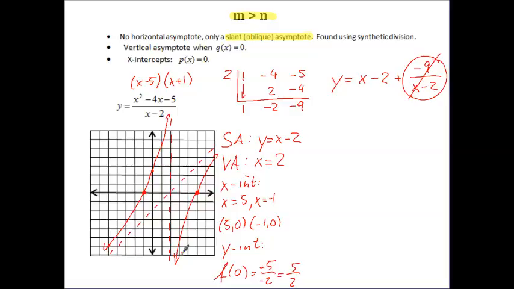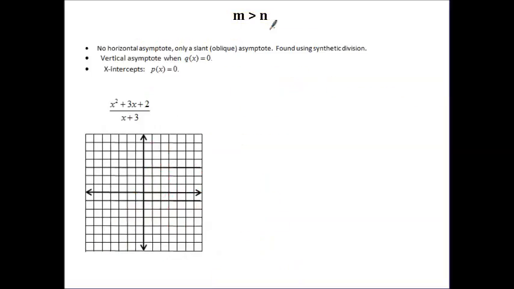Okay, now on to our last example. This is another case where m is greater than n, so that means we will have a slant asymptote. So let's go and find that slant asymptote. First, our coefficients are 1, 3, and 2, and we are dividing by the opposite of this number, negative 3. Bring down the 1, multiply negative 3 by 1, we get negative 3. Add these two together, we get 0. Negative 3 times 0 is still 0, and we have a remainder of 2.